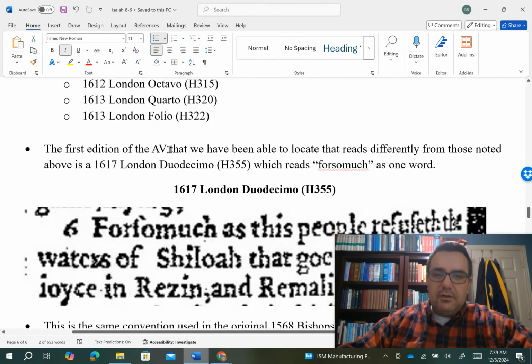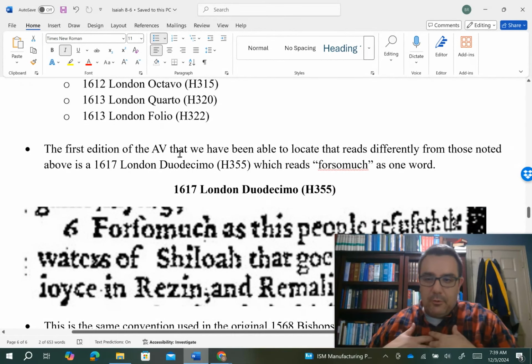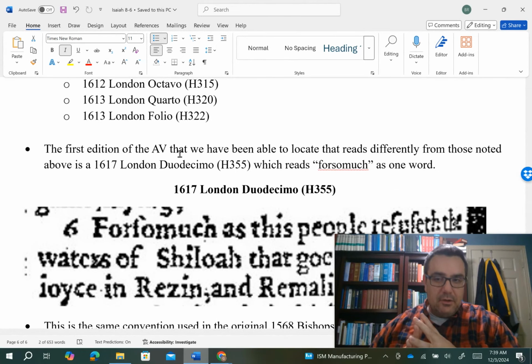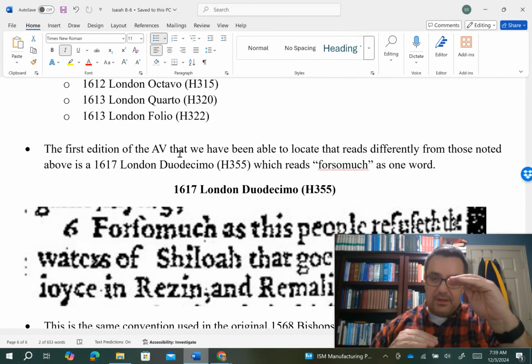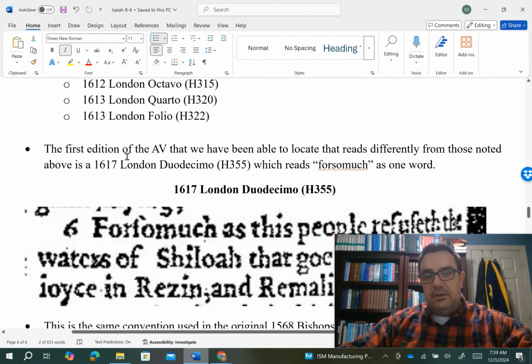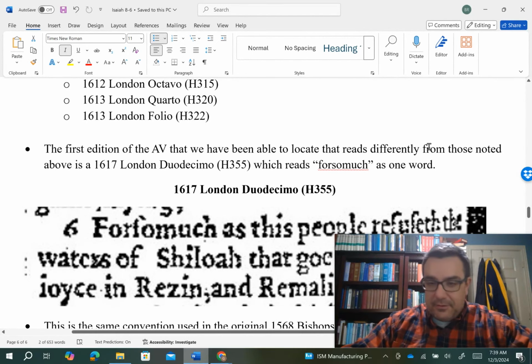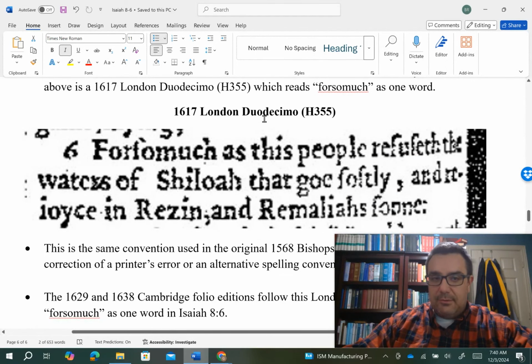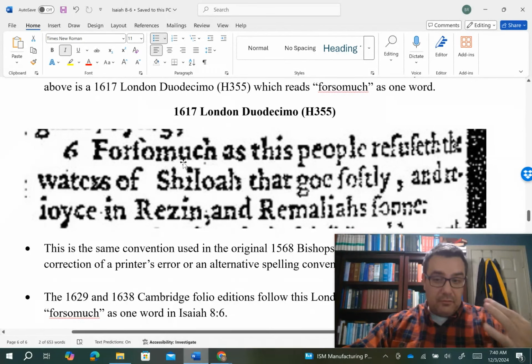Now, the first edition of the AV that we have been able to locate, now there's some that I haven't seen, I'm in the process of locating between 1612 and 1617, that reads differently from those noted above is a 1617 London Duodecimo, Herbert Catalog 355, which reads "forsomuch" as one word. So here is a screenshot of this 1617 London Duodecimo, where we now see "forsomuch" in the form of one word instead of three words.